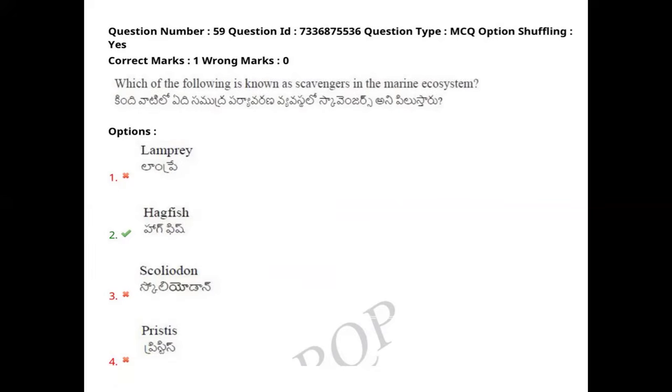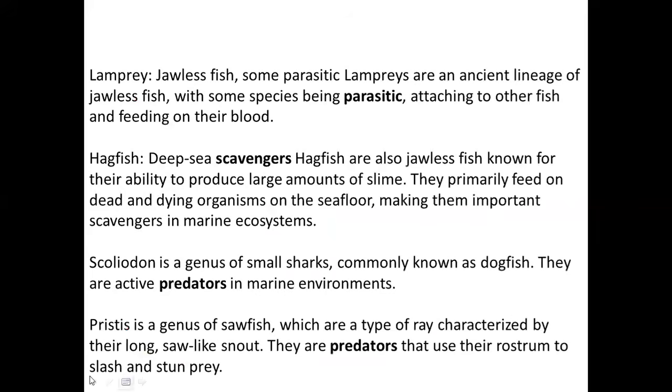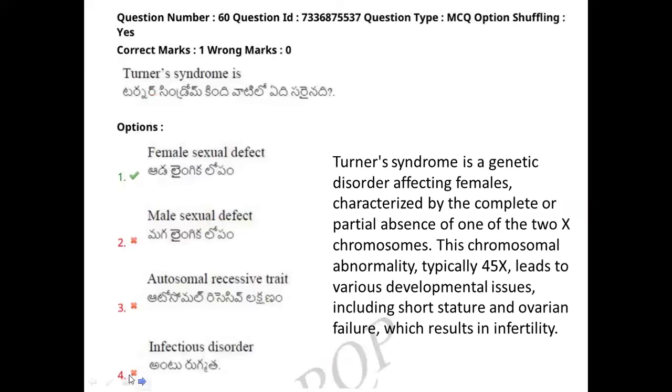Which of the following is known as scavengers in the marine ecosystem? The option is hagfish. Here is the explanation. Among the options given, lamprey is a parasitic fish, hagfish is a scavenger, and Spoliodon is a predator. Prestis, which is a jawfish genus, is also a predator. Done. Since they asked for the scavenger, hagfish is the scavenger in the marine ecosystem. If you want to go through this slide, it has just basic information about the organisms.